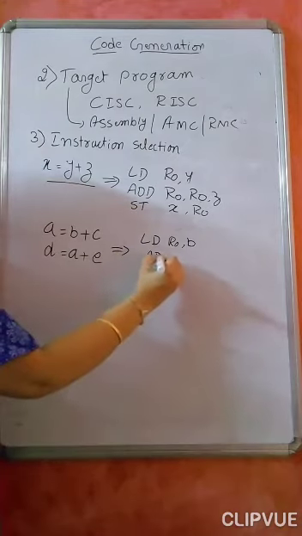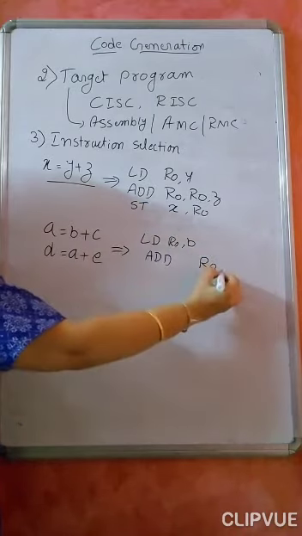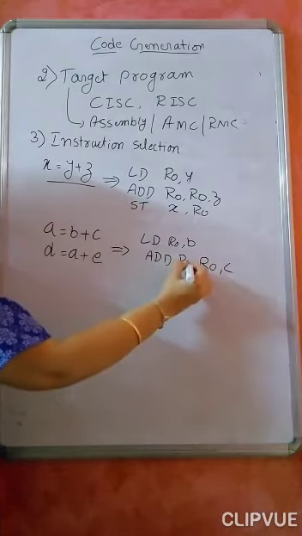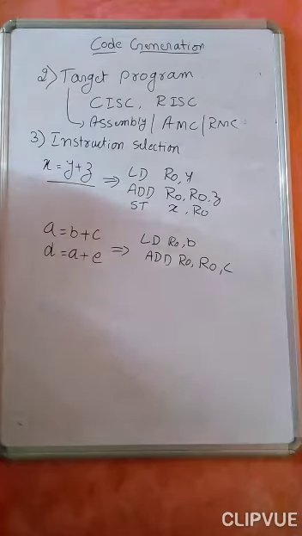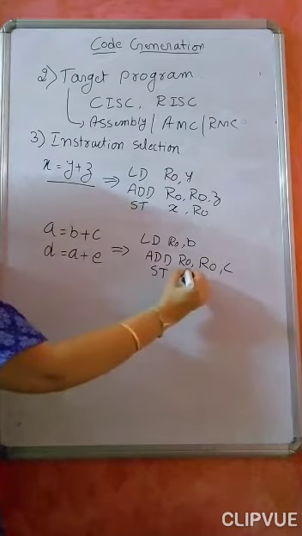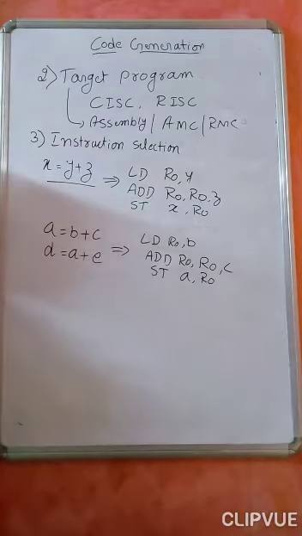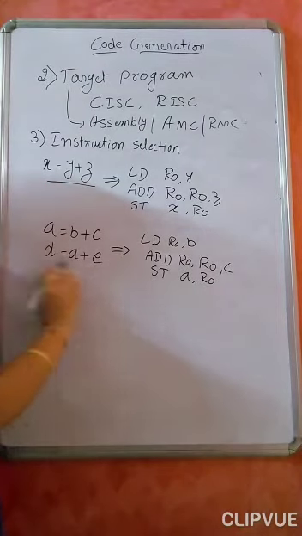Then I will add whatever is there in the R0, that is B, with C. The result I am again storing in the R0. Then I need to store that in A. So it is ST, register to memory location, store.